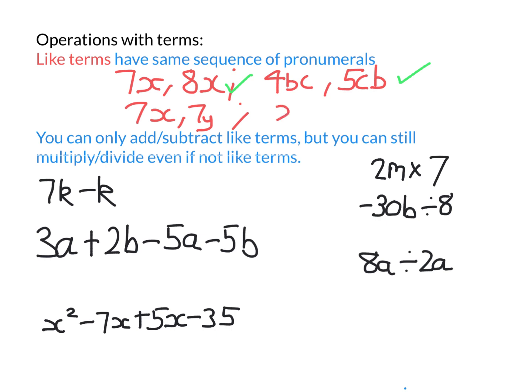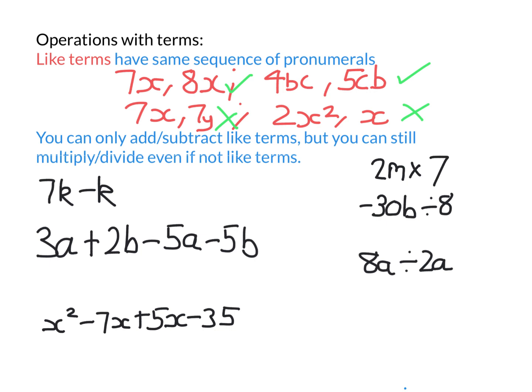Something like 2x squared and x, they are also not like terms. This has two x's, this has only one x. Because remember, x squared means x times x. So these are examples of terms that are not like terms.